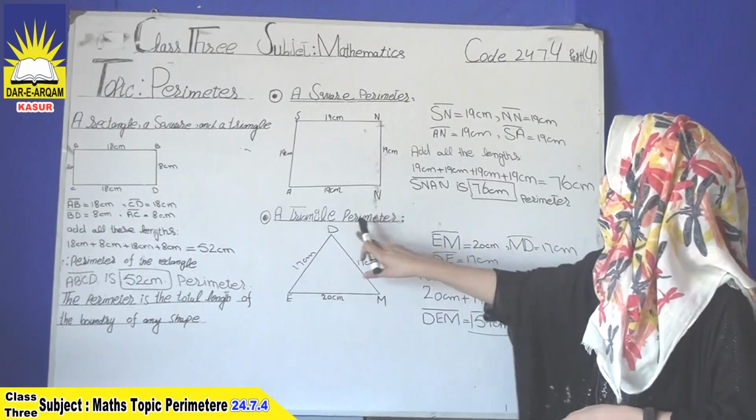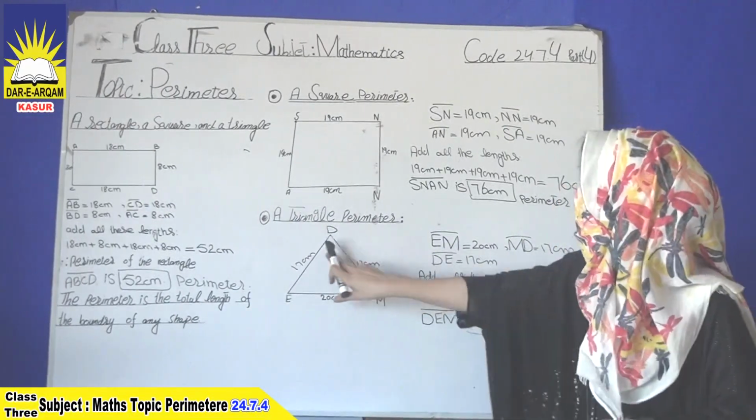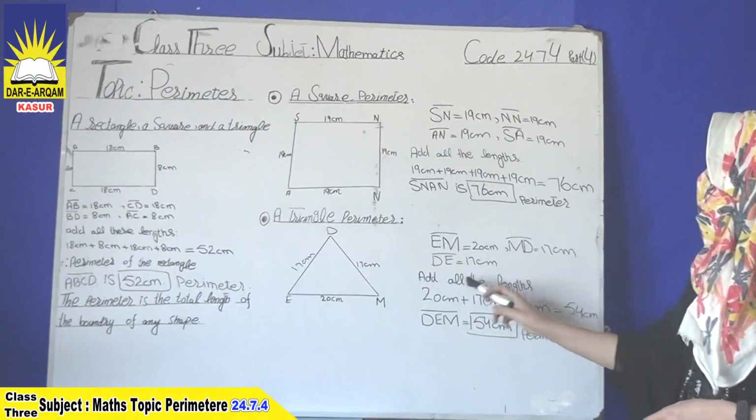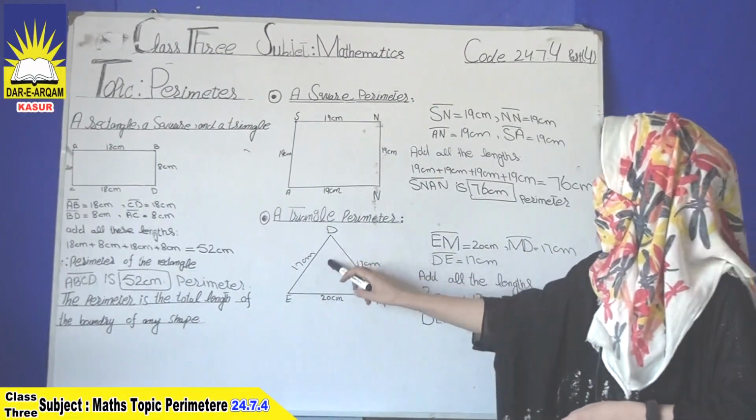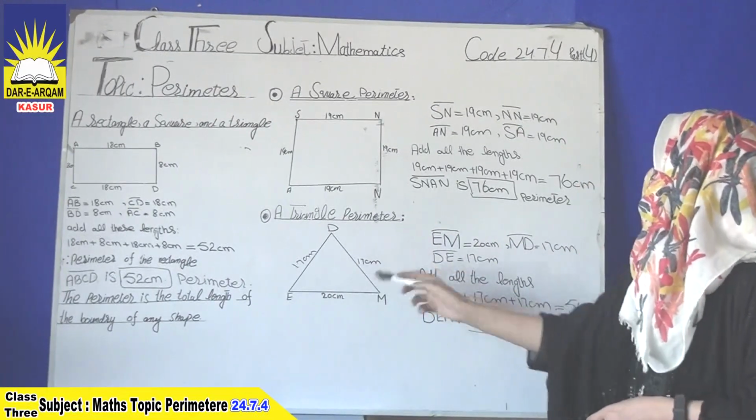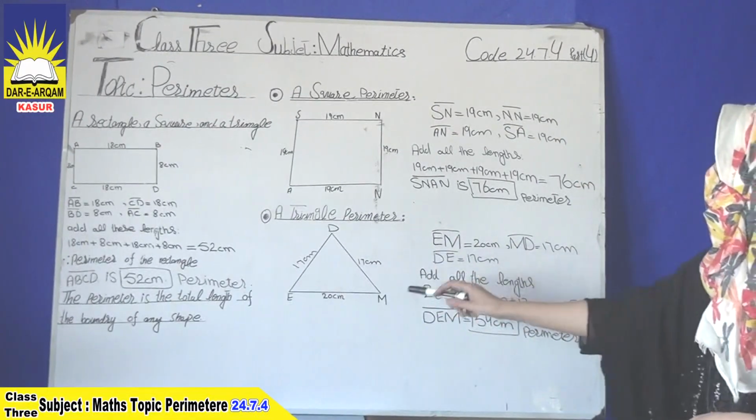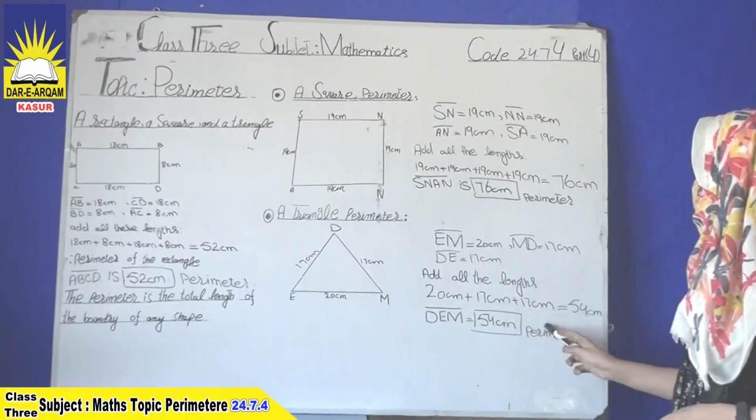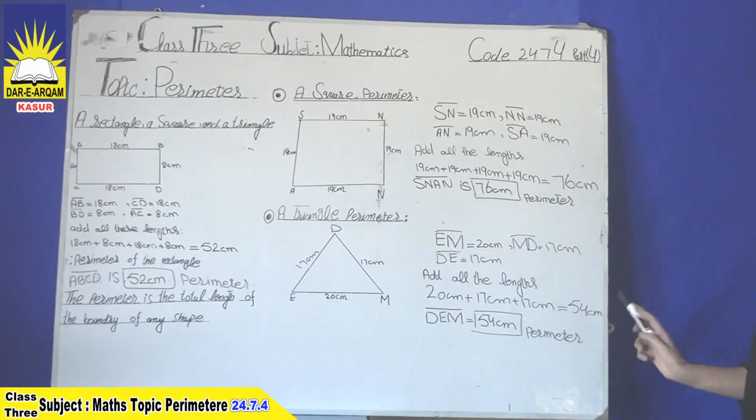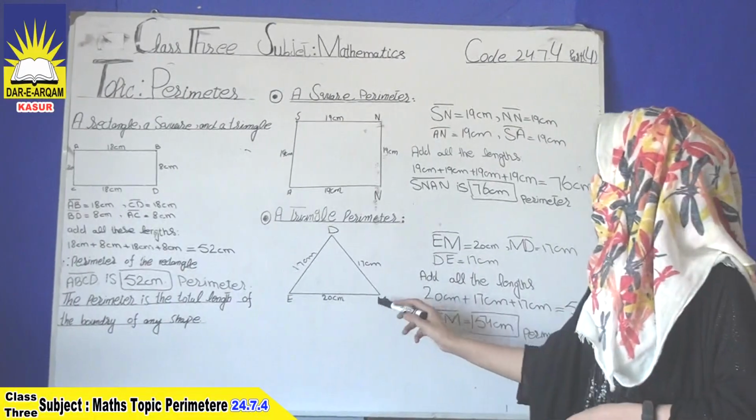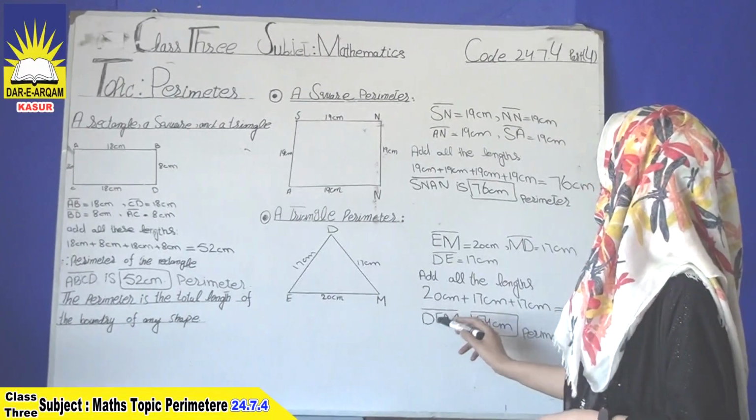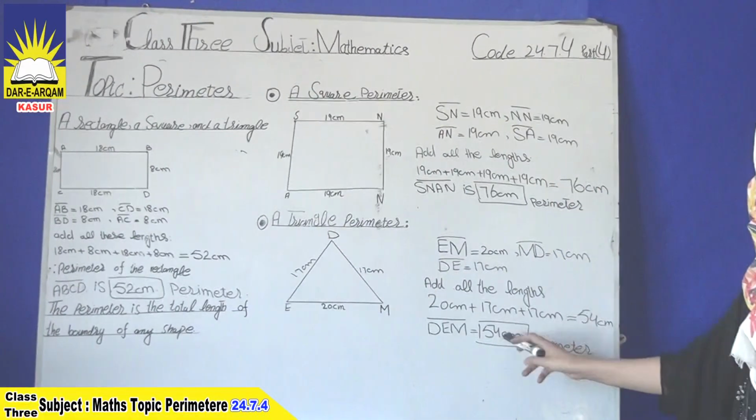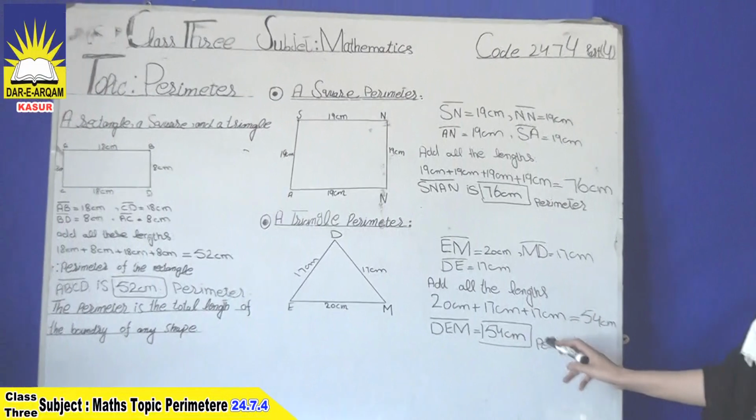Next we have DE. DE equals 17 centimeters. Now add all the lengths of this triangle, three sides: 1, 2 and 3. So 20 centimeters plus 20 centimeters plus 17 centimeters plus 17 centimeters equals 54 centimeters. This is the perimeter of triangle DEM, 54 centimeters.